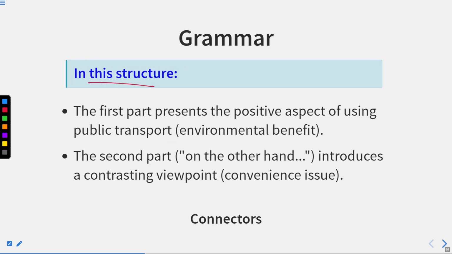In this structure, the first part presents a positive aspect of using public transport, that is the environmental benefit. The second part, "on the other hand," introduces a contrasting viewpoint, that is the convenience issue. So you see either environmental benefit or convenience issue. So it is up to you. So this is how, while discussing these viewpoints, you can use "on the other hand." While choosing them, you can use "either...or."